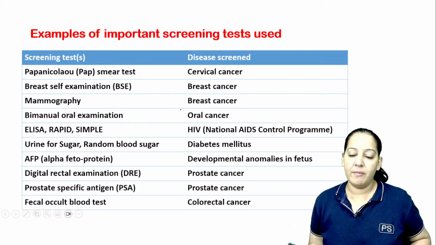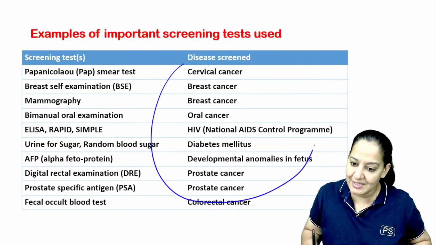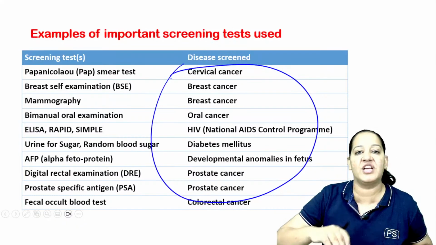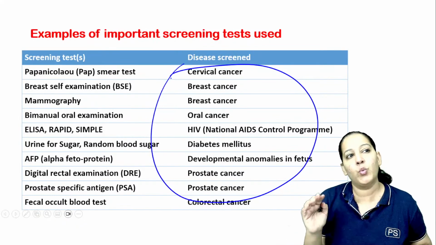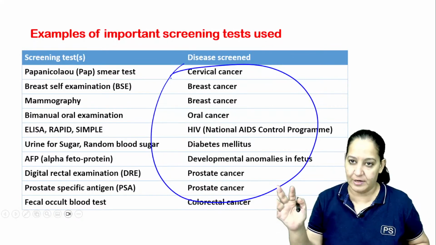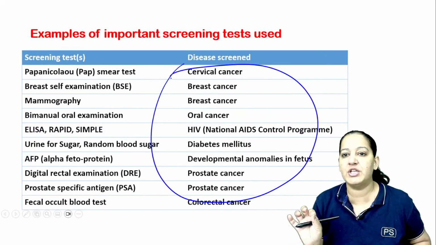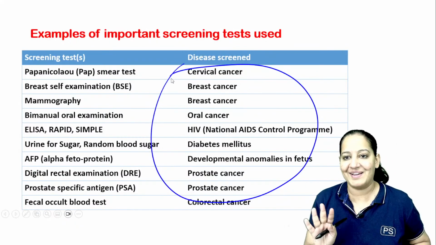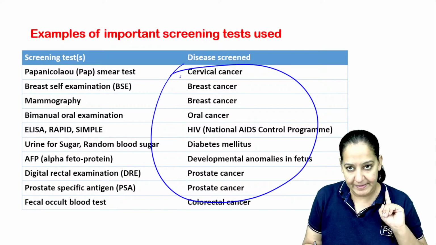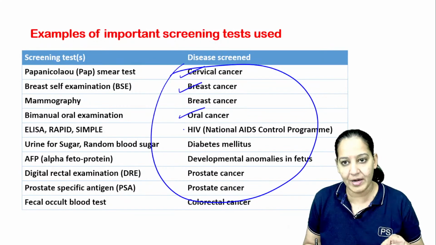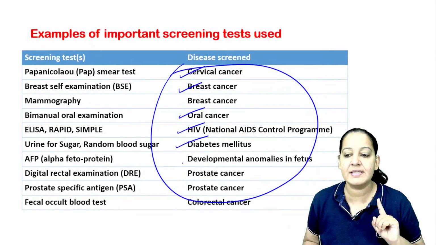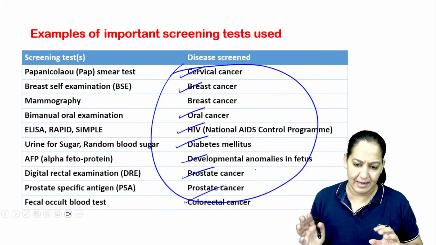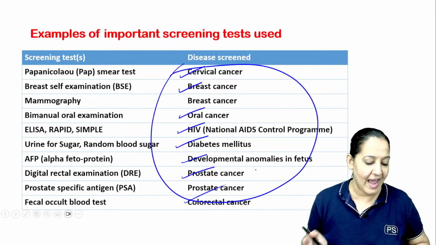So we will perform the screening test only for those diseases in which diagnosing early and treating early will significantly change the prognosis as compared to diagnosing and treating in the usual course. If there is a significant change, only then will we put in the effort, spend the money, work hard, and give the time. So that is the reason. So we do screening for cervix cancer, breast cancer, oral cancer, HIV, diabetes, fetal anomalies, prostate cancer and colorectal cancer. These are the few diseases, and maybe a few more, for which we actually do the screening.